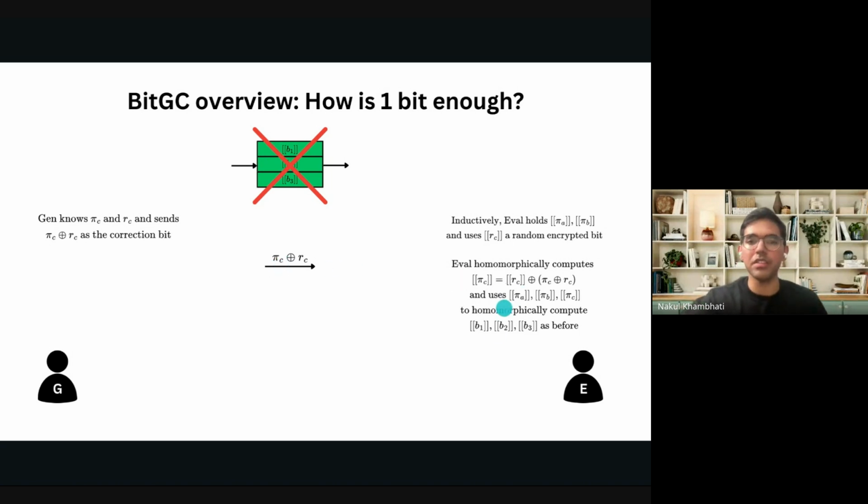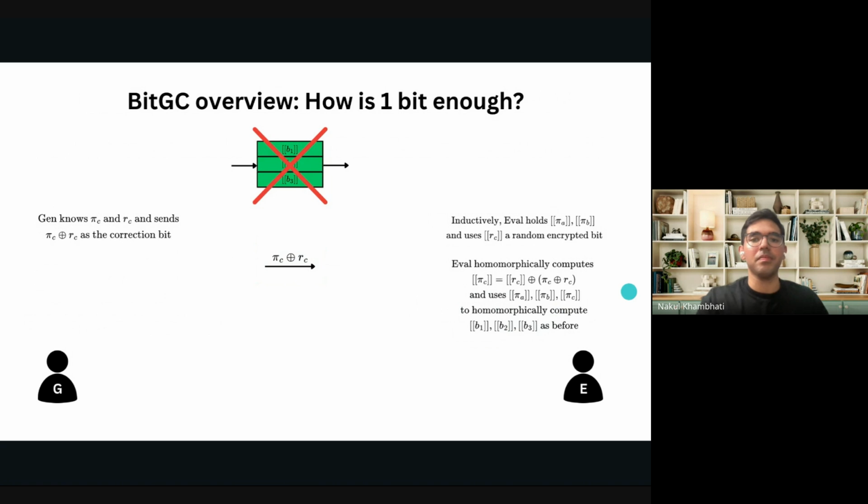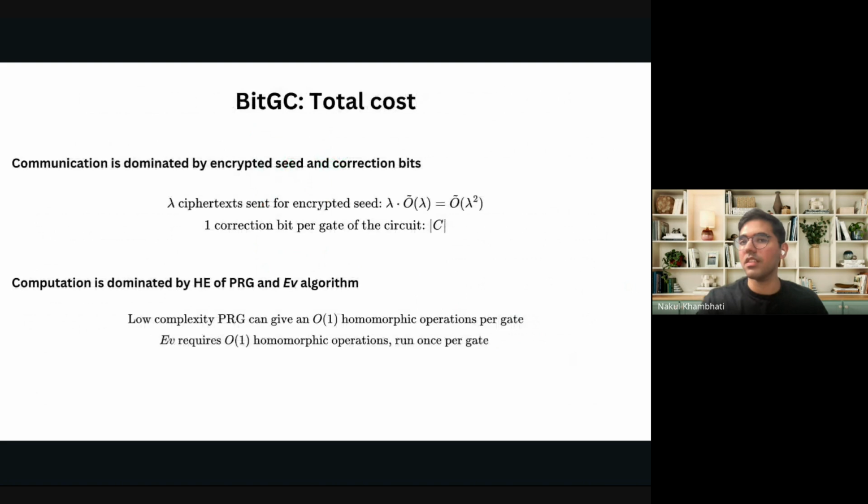And now the evaluator will look at her encrypted RC, XOR that with this correction bit homomorphically, and obtain an encryption of pi C. Now she has encrypted versions of pi A, pi B, and pi C, and she can use those to homomorphically compute encryptions of B1, B2, B3, and then proceed as before, use the evaluation algorithm, and get the output key. So other than the pre-processing step, for this to work, we need only one bit of communication per gate.